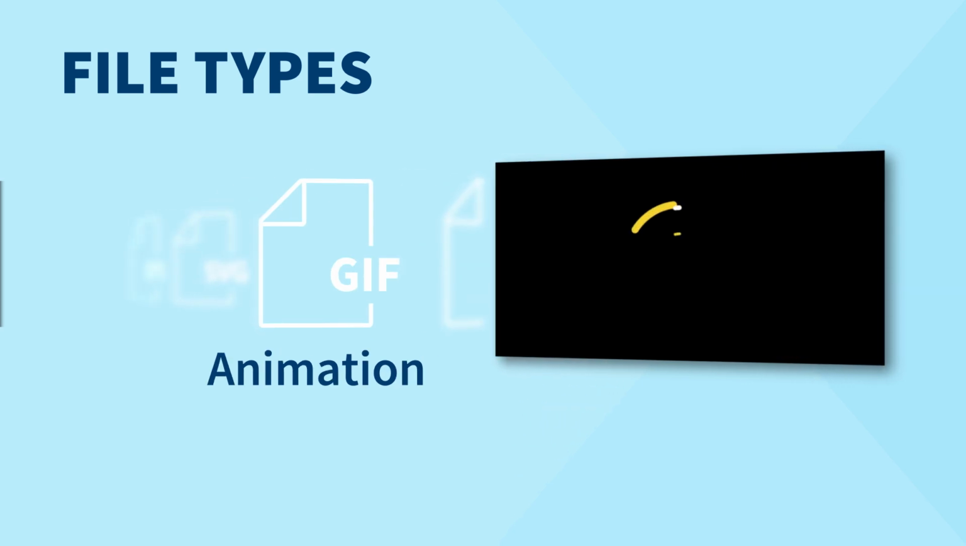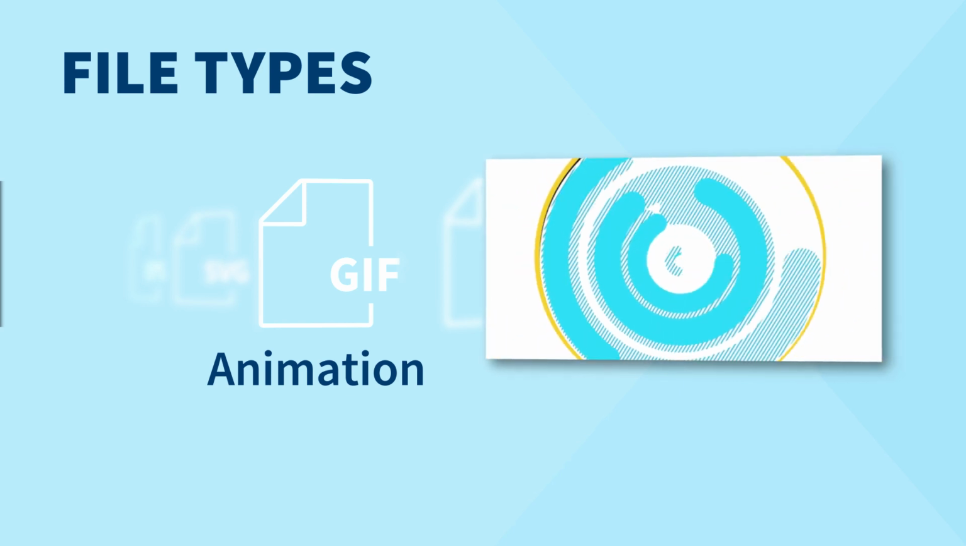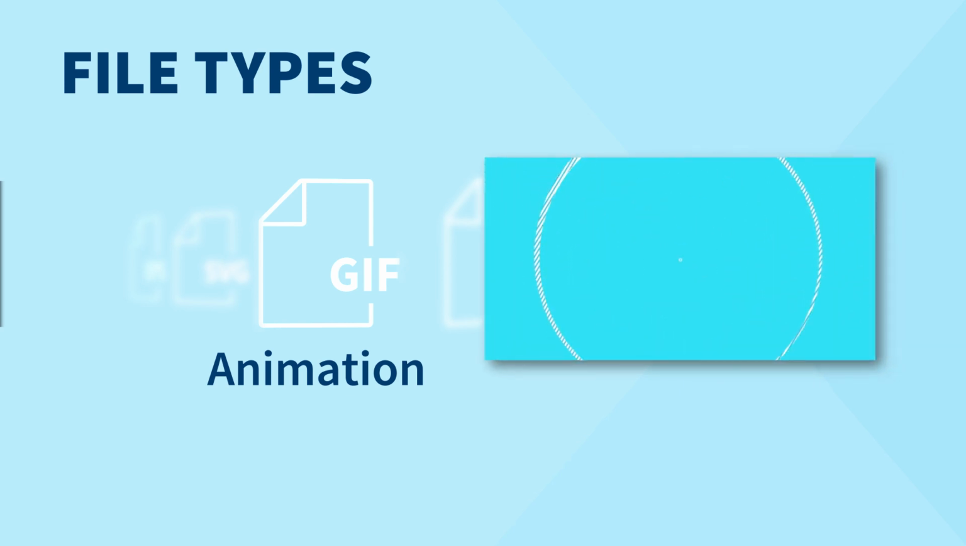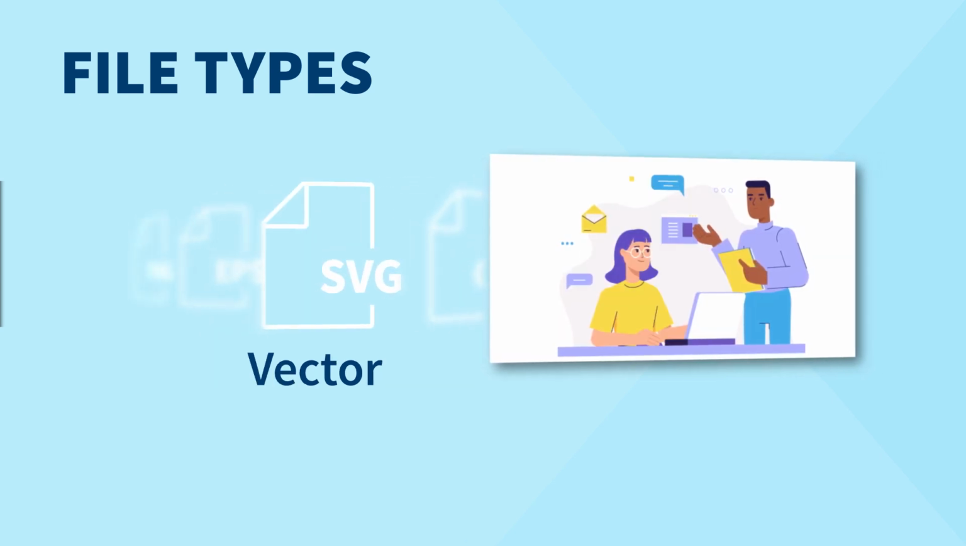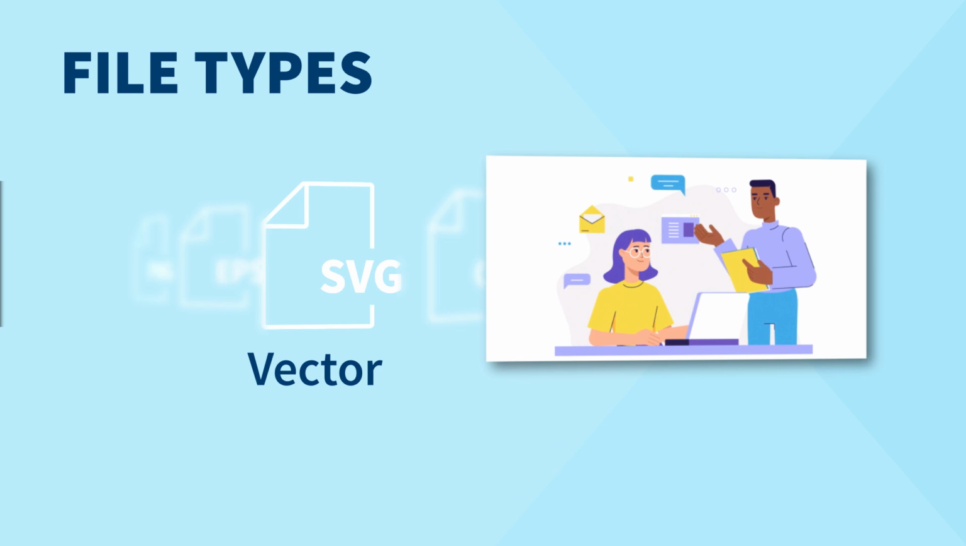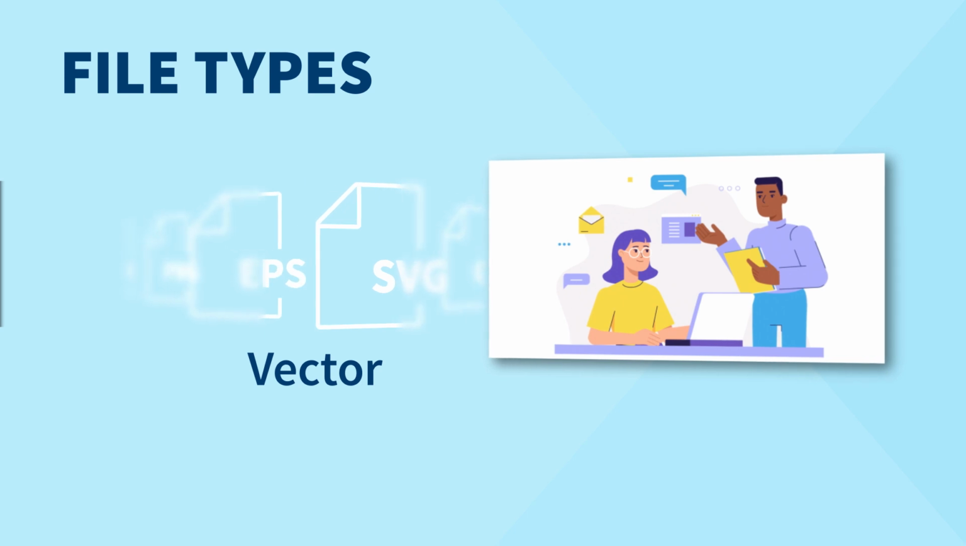GIFs are bitmap files that support animation. They have a limited palette of 256 colors and are most used on the web. SVGs are vector images that support animations. These are also commonly used on the web, especially for logos because they can easily scale and stay crisp looking.